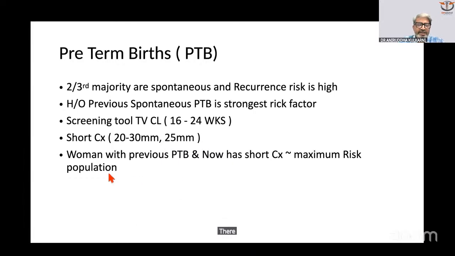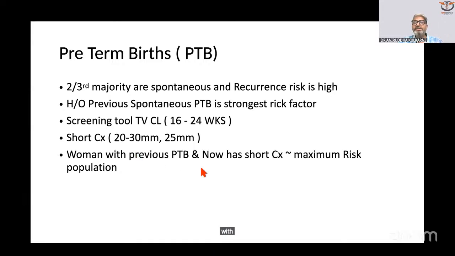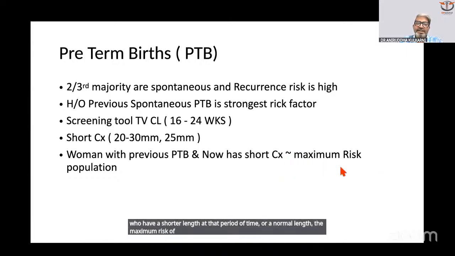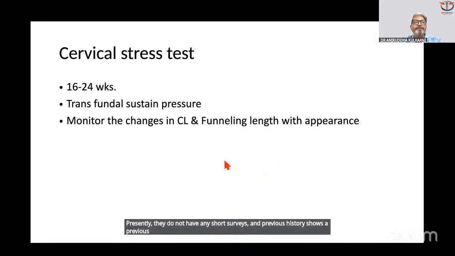There are two categories of women. Women with previous preterm birth who have a shortened cervix at that period of time, and the second group is women with previous preterm birth with a normal cervical length at that time. The maximum risk population is that they presently do not have any short cervix and the previous history shows a previous preterm birth.